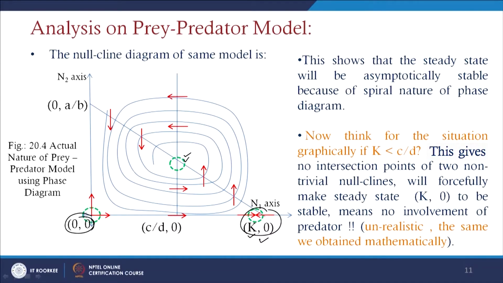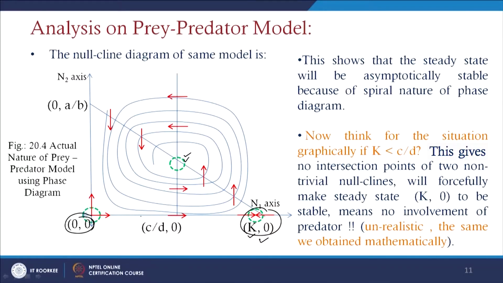So, that is why this is an unstable point, and this is giving no intersection points of two non-trivial null lines. And sometimes, from a mathematical point of view, if we generalize this equation and suppose k is in this interval, this means that c by d is greater than k.